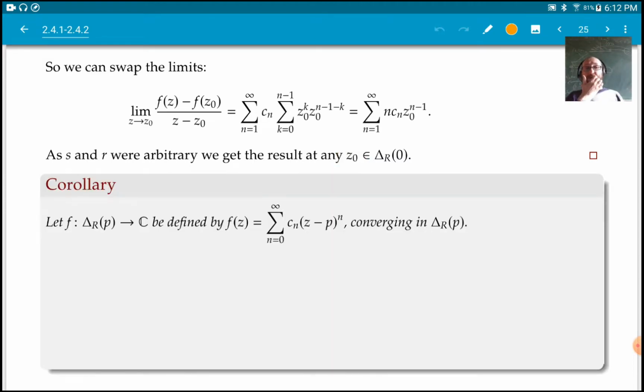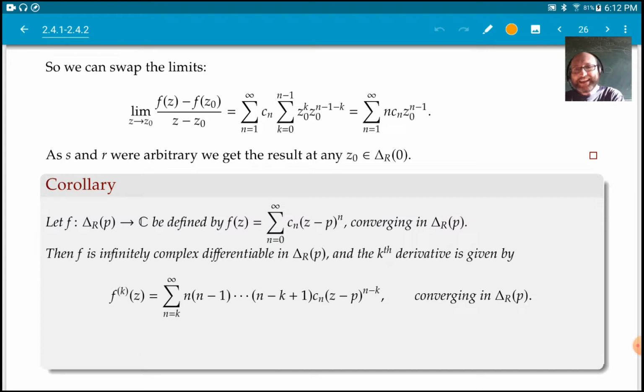Now, one corollary of this is that a power series is holomorphic, because it's complex differentiable at every point. So power series are holomorphic. But it's actually more, because the derivative is a power series again. So if I have a function defined by a power series, then it's infinitely complex differentiable. I can differentiate it, and then differentiate it again and again and again.